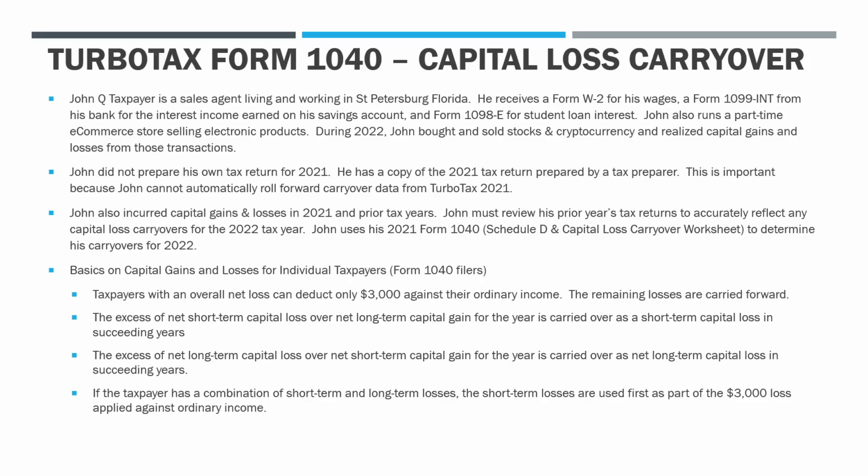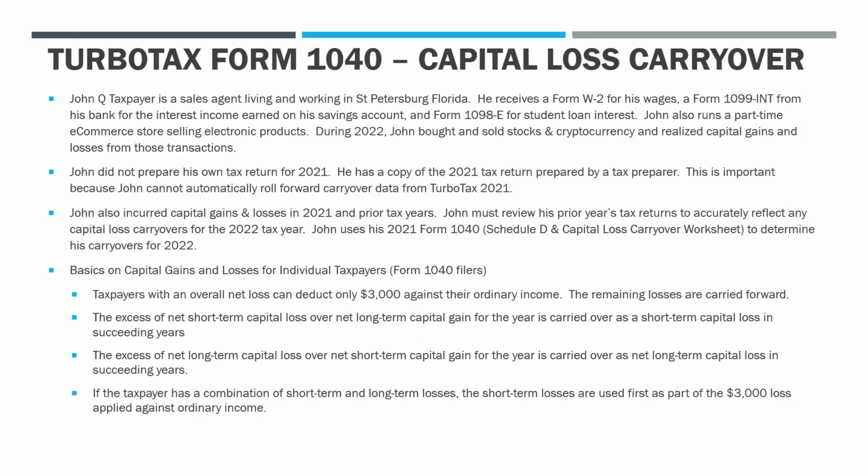Now, some of the basics that are really important to remember about capital loss carryovers. When you have an overall net loss of capital losses, short-term and long-term, you can only use $3,000 per year to offset your ordinary income. The rest is carried forward. This is why the capital loss carryover is so important, because very often taxpayers will have capital losses in excess of this $3,000 amount. So that's why there's always the roll forward piece.